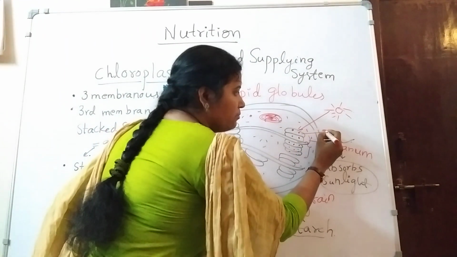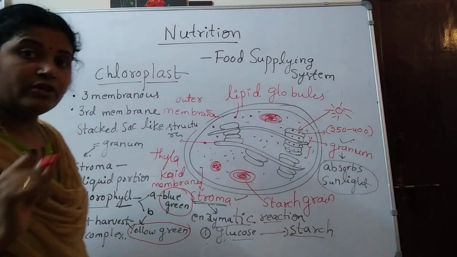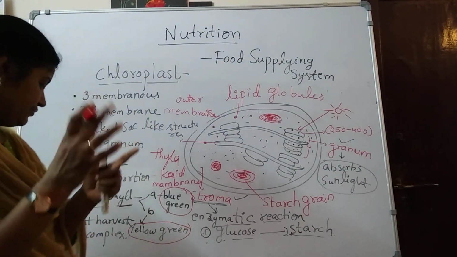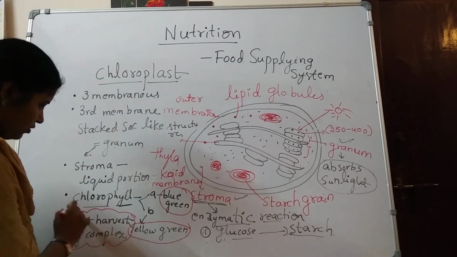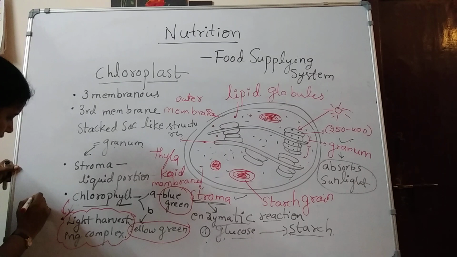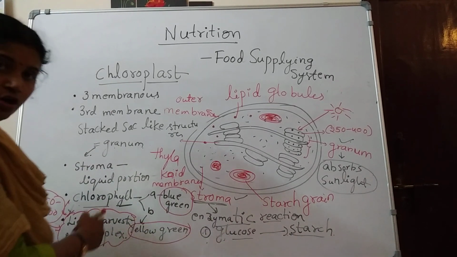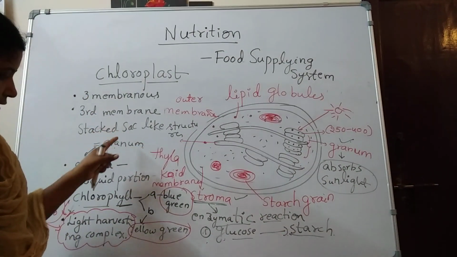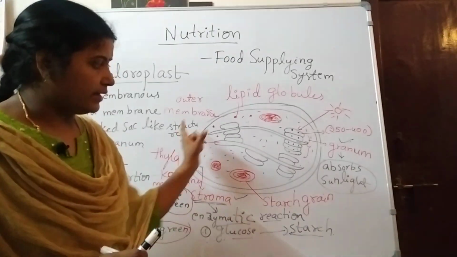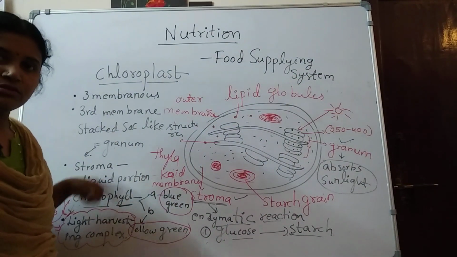How many chlorophyll pigments are there? The number is around 250 to 400. These 250 to 400 chlorophyll pigments are grouped together and form a light harvesting complex. After that we are going to see the entire chloroplast structure. See this diagram and note down these points.